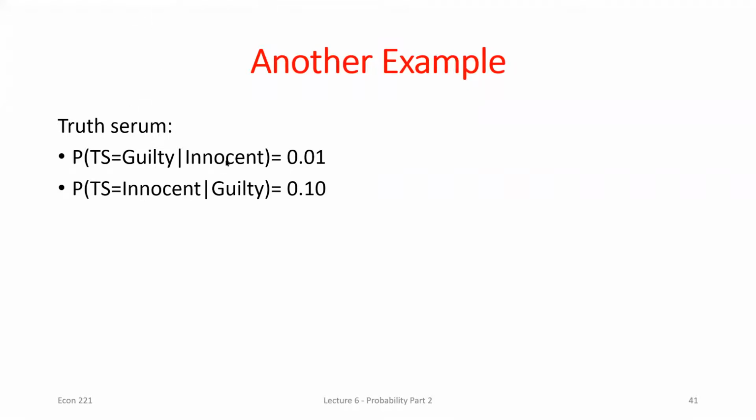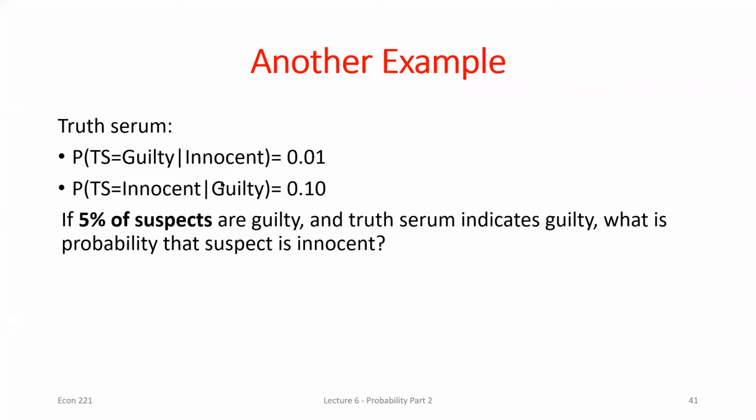So I go to the scientists and they tell me, if someone is actually innocent, the true state of nature is they're innocent, this truth serum will accidentally make them say they're guilty 1% of the time. So it's not a terrible rate, and it's not too high. But given that someone's guilty, it won't force them to say they're guilty. They'll actually still say they're innocent about 10% of the time. So this is the information I'm given, these two conditional probabilities.